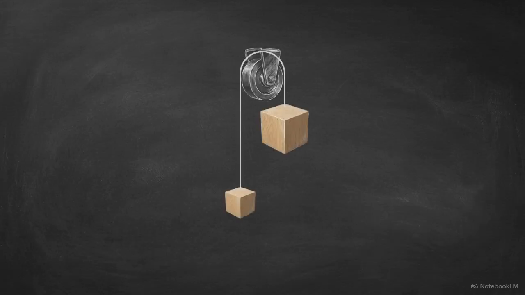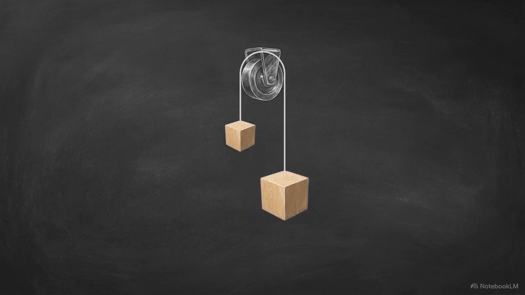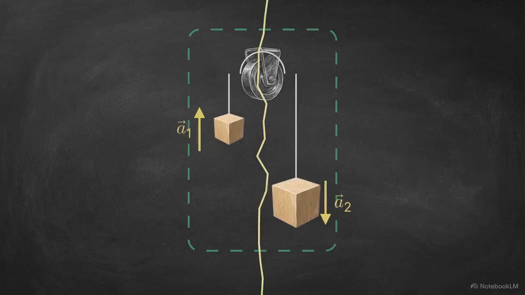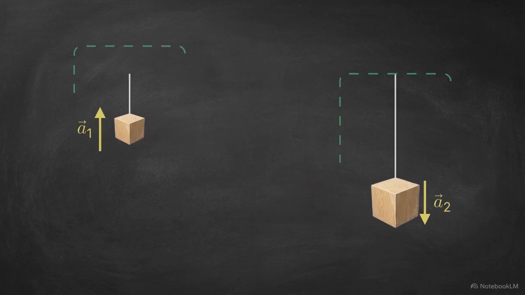We escalate the complexity further by looking at a coupled system. An Atwood machine suspends two objects of different masses over a pulley, meaning the movement of one object directly dictates the motion of the other. The instinct here is to model the entire machine as a single system of interest. Attempting this breaks the internal logic of the math, because the parts are accelerating in opposite directions.